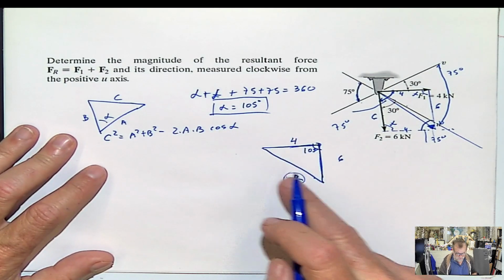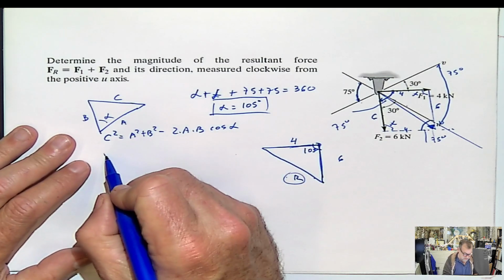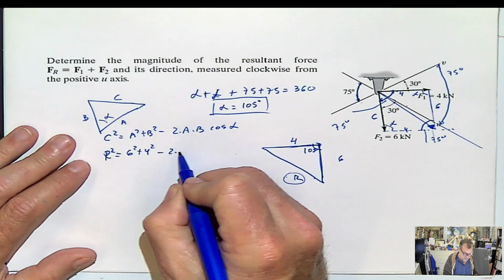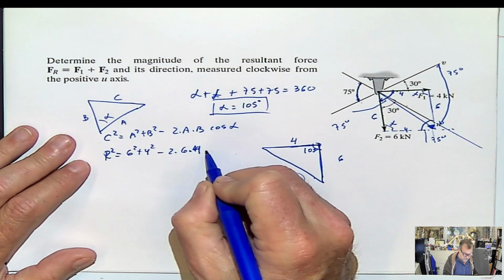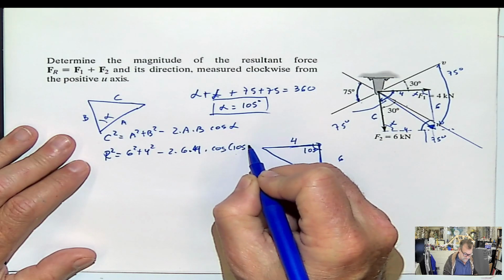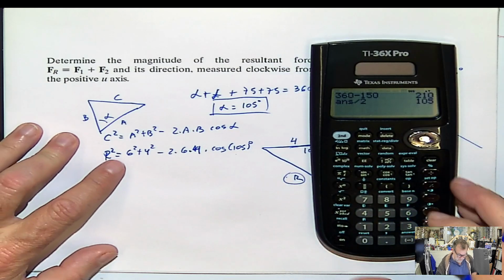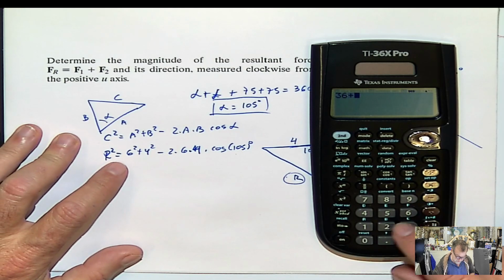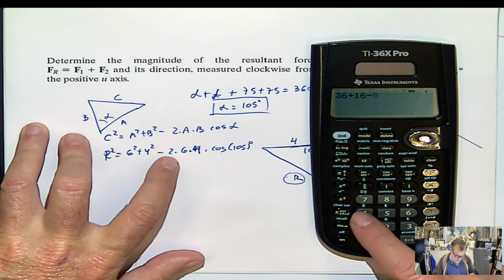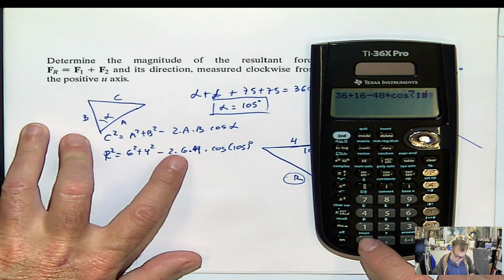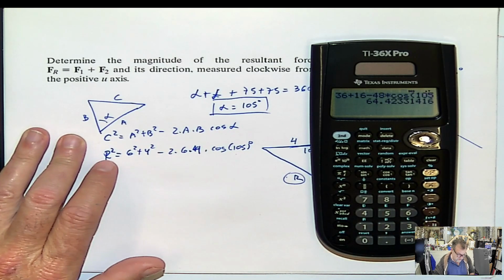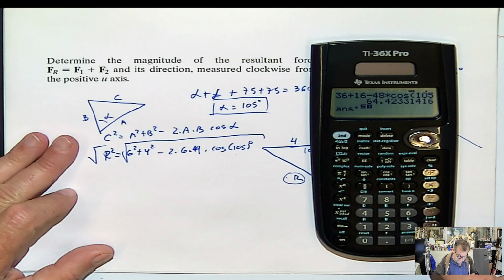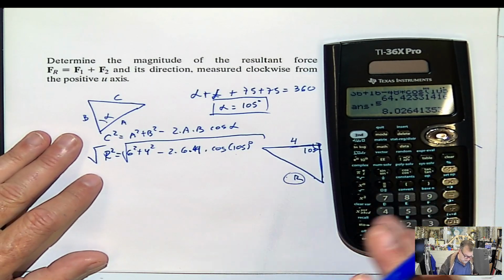And this is the perfect situation here to calculate R. So I can say R squared is equal to 6 squared plus 4 squared minus 2 times 6 times 4 times cosine of 105. So 36 plus 16 minus 48 times cosine 105. That's this. So that will be R squared. If I take the square root of both sides, it's elevated to the 0.5, and I can get this side equal to R.